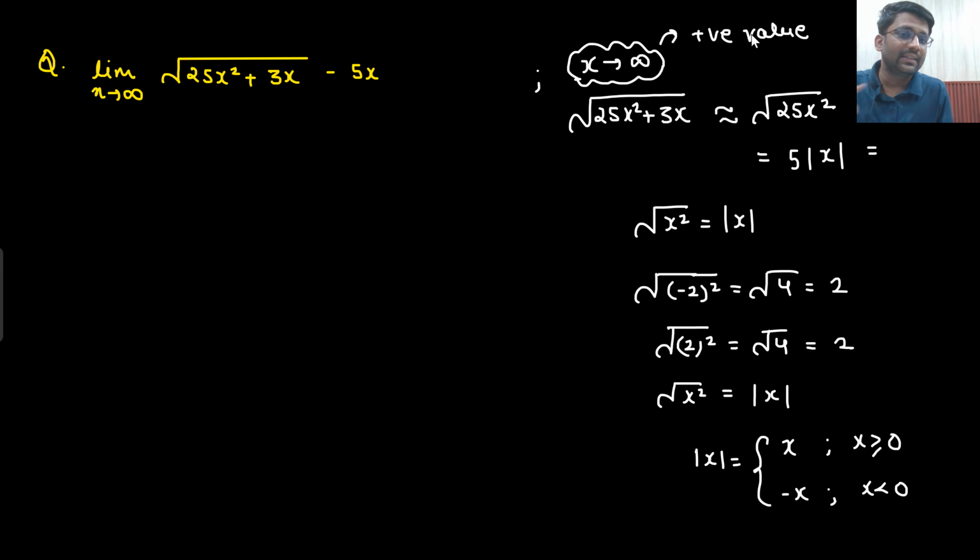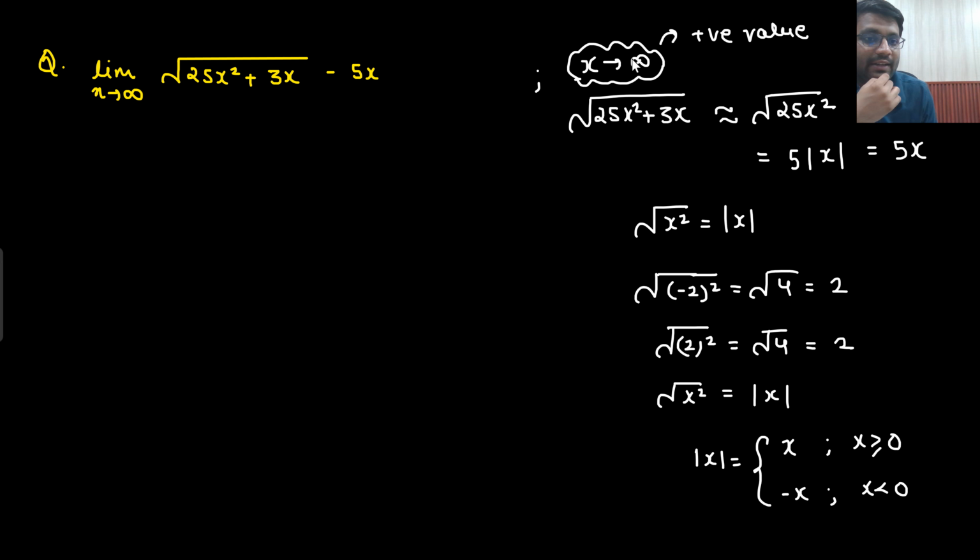Right? So if x is greater than 0, if it is a positive value, then mode will be opened with the positive sign. At 10 out of 10 places, I have seen that under root 25x square plus 3x, they will approximate it to 5x directly. But that is wrong. It will be approximated to 5 mod of x. If x was tending to minus infinity, then it would have opened with the negative sign. Is that clear to you or not?